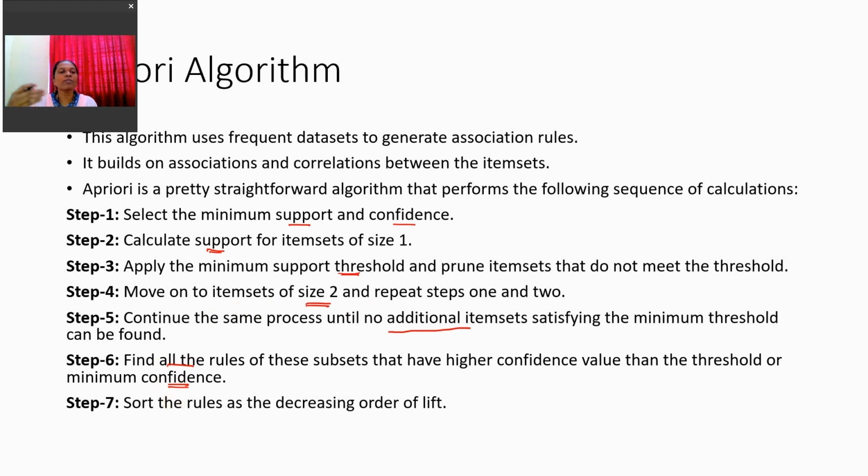After finalizing the association rules, we need to sort the rules based on the lift value in decreasing order. This is what we are going to see with the sample data set. Now I will go with one sample data set and explain how the step-by-step procedure is followed to create association rules for a given item set.